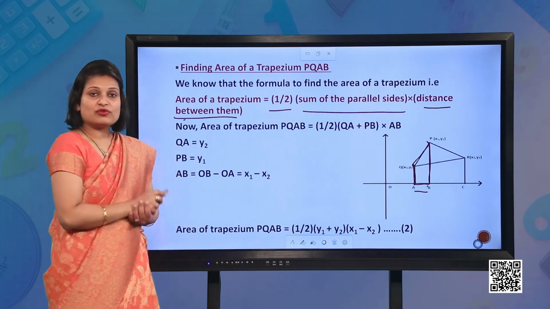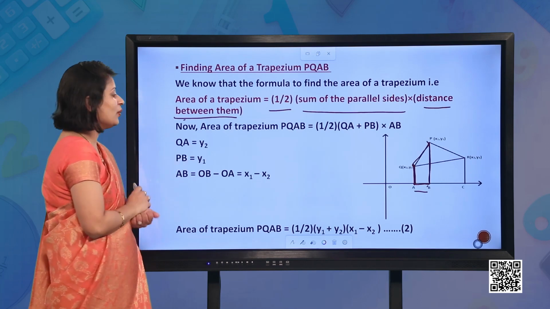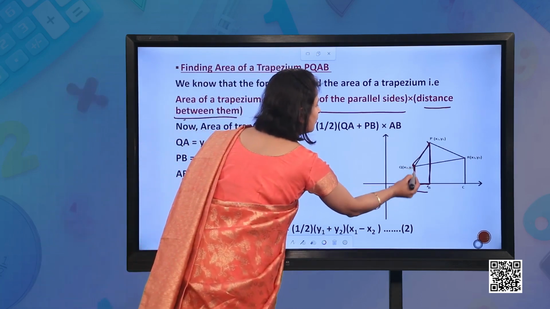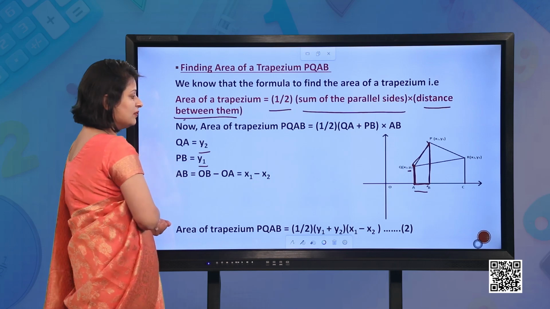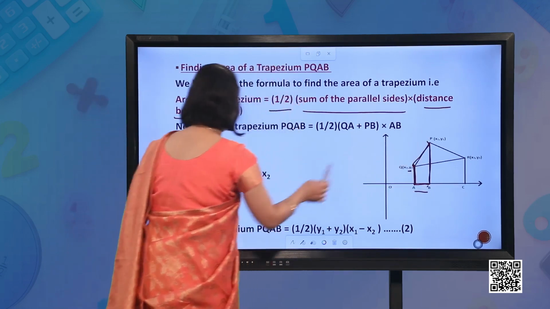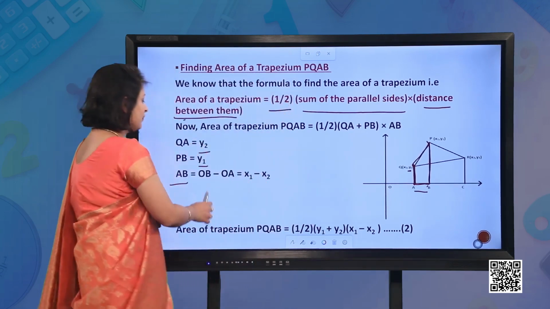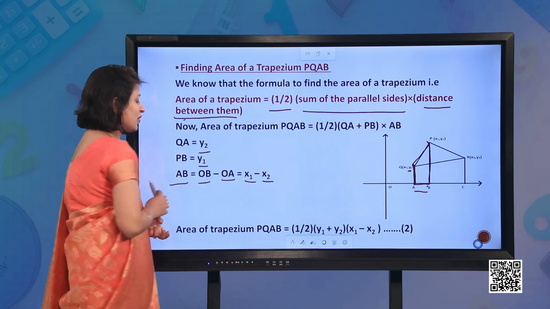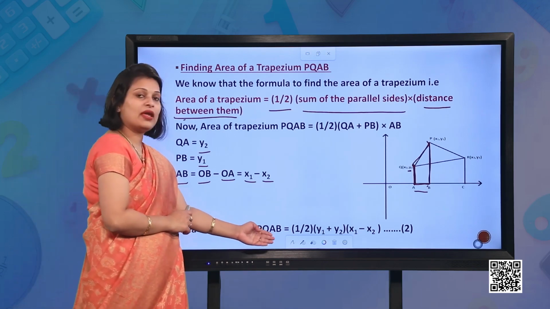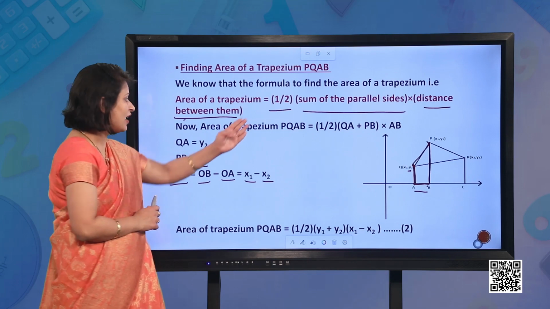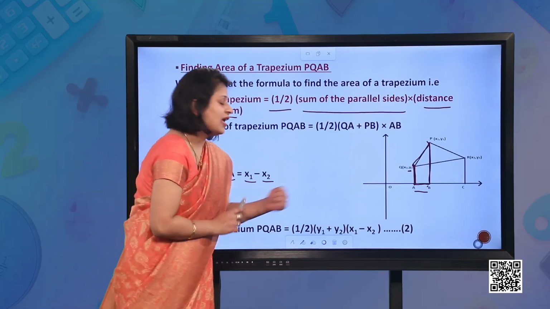So now you have to substitute the values of QA, PB and AB. What is QA? This is Y2. So QA is Y2, PB is Y1, as you can see. And AB is OB minus OA. OB is X1, OA is X2, so AB is X1 minus X2. So the area of trapezium PQAB will be half into, substituting the values, Y1 plus Y2 into X1 minus X2.